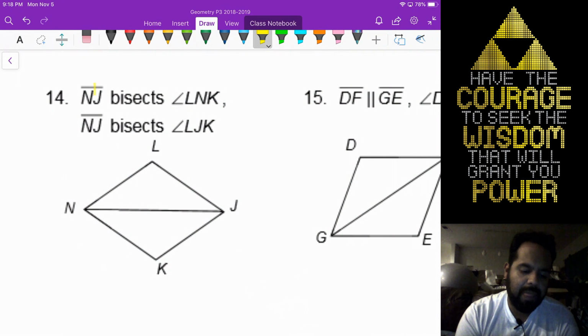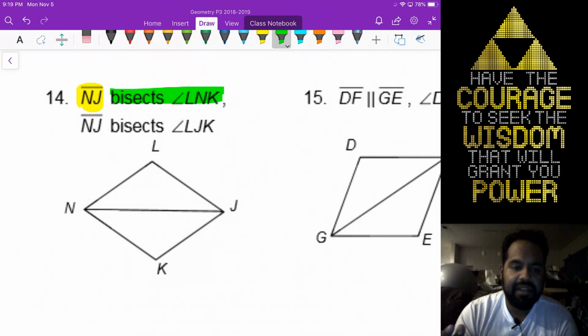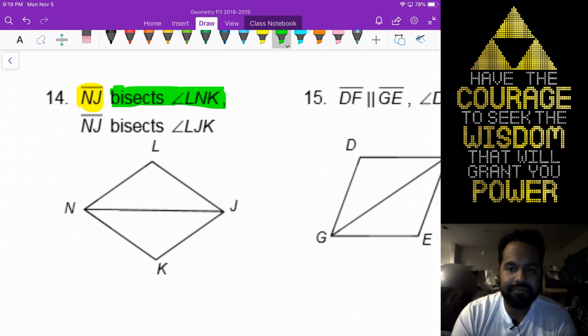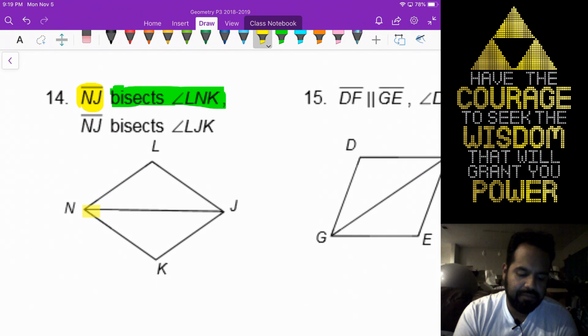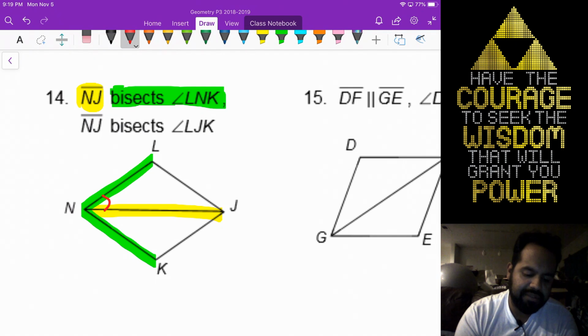Yes, NJ is bisecting LNK. So in terms of bisecting, again, I try to teach you guys, use objects to kind of help you remember these. In this case, I pretend that the yellow line is like my knife and it's cutting the bread. And I was going the wrong way. Here we go, LNK. So that first part, I'm going to be marking these two angles as congruent.